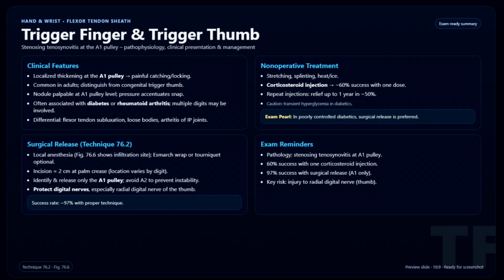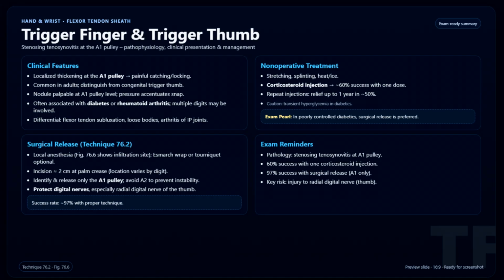Importantly, the examiner should be aware that other conditions may mimic or coexist with trigger finger, such as flexor tendon subluxation, intra-articular disorders like loose bodies, or arthritis of the interphalangeal joints. Therefore, a careful differential diagnosis is crucial, particularly in older patients.